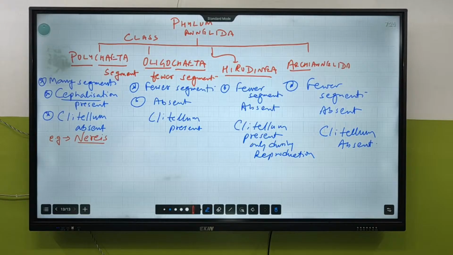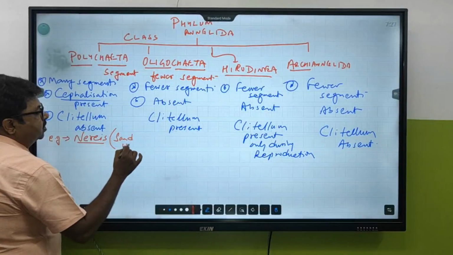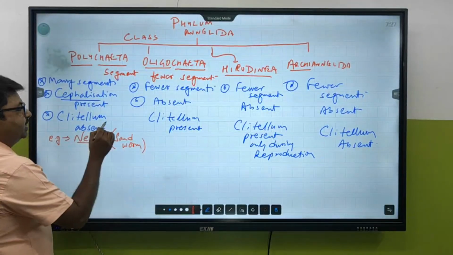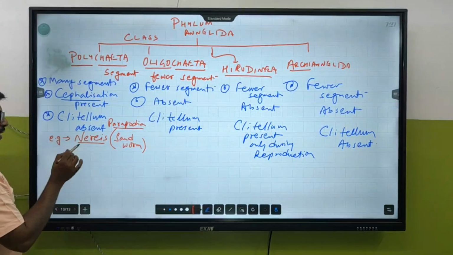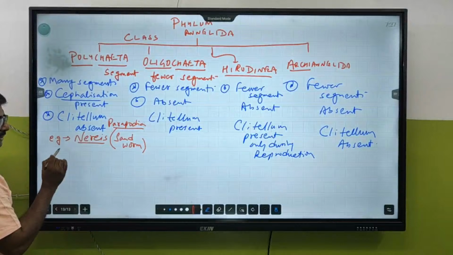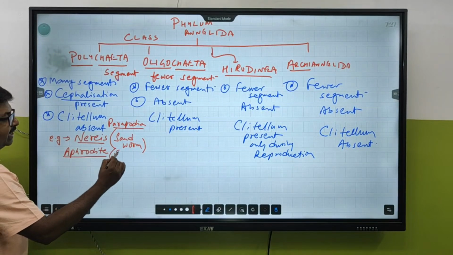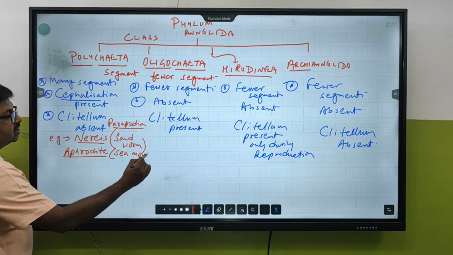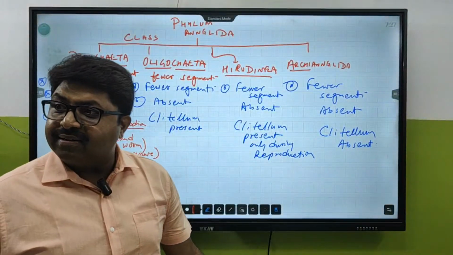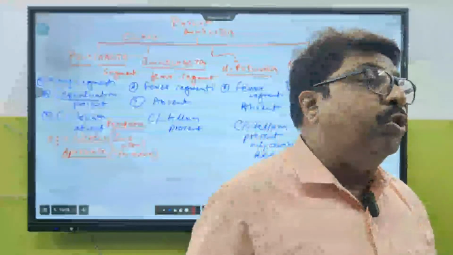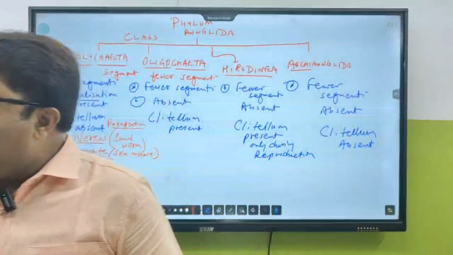Okay. Now, Nereis is also called sandworm. What is the common name? Sandworm. So what is the locomotory organ they have? Parapodia. Okay, Nereis. Then Aphrodite. Aphrodite is called sea mouse. What is the locomotory organ in sea mouse? Parapodia. So they have got leg-like structures.